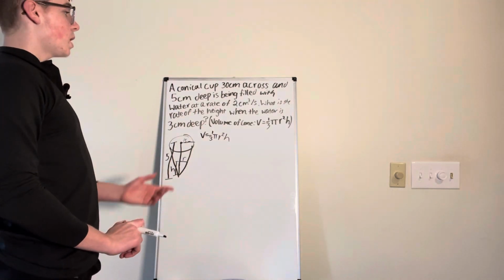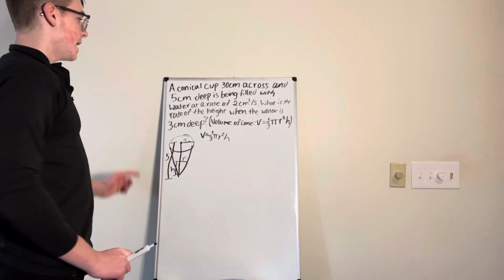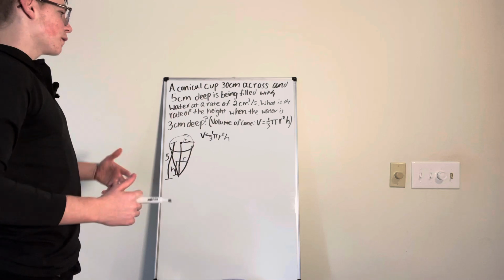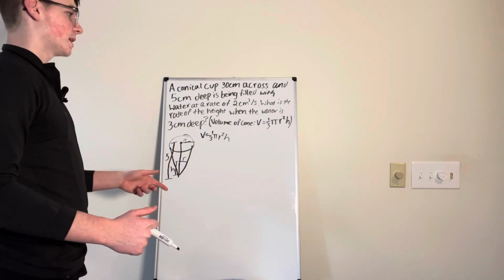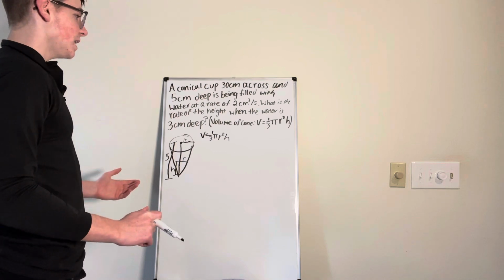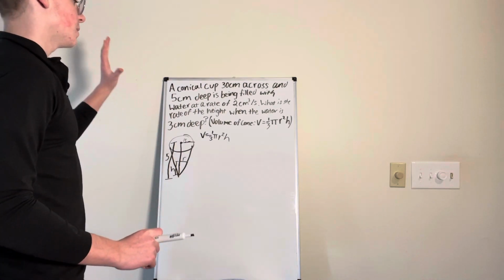Okay, a conical cup 30 centimeters across and 5 centimeters deep is being filled with water at a rate of 2 centimeters cubed per second. What is the rate of the height when the water is 3 centimeters deep?